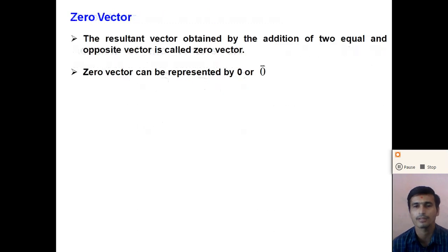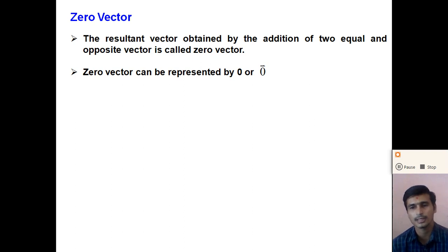Now we take another point. What is the zero vector? The resultant vector obtained by the addition of two equal and opposite vectors is called the zero vector, right? So what is the zero vector? Two vectors which have the same magnitude but opposite direction. If we add these two vectors, we get the zero vector. Zero vector can be represented by 0 or 0 with an arrow. Zero vector has no direction, so we can represent the zero vector by 0 only.